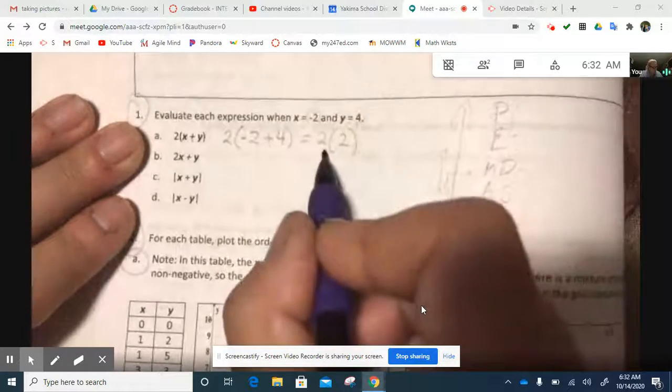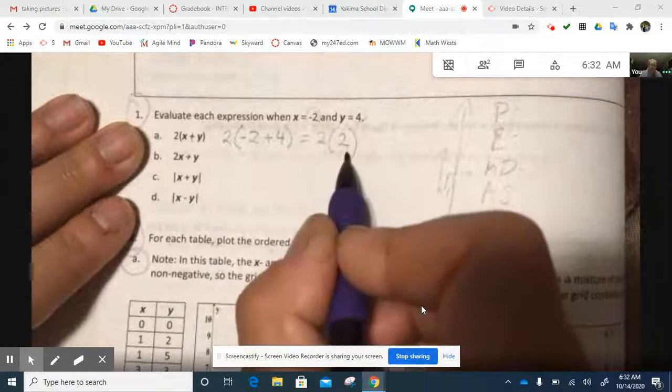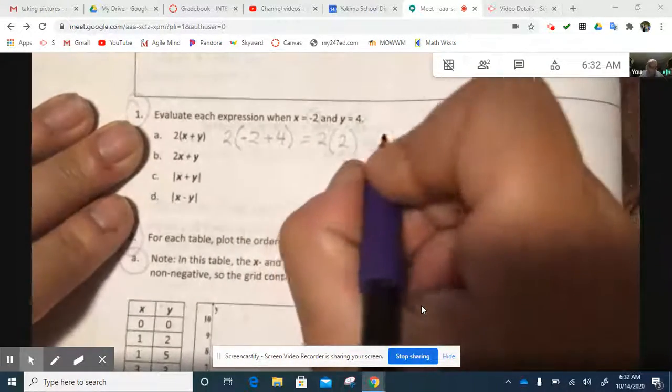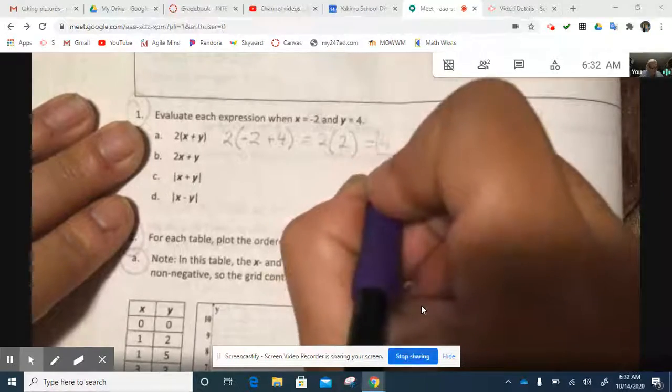And remember, when they're sitting right next to each other, that means multiply. So 2 times 2 is 4. And there's our final answer.